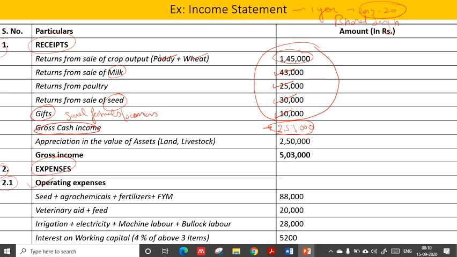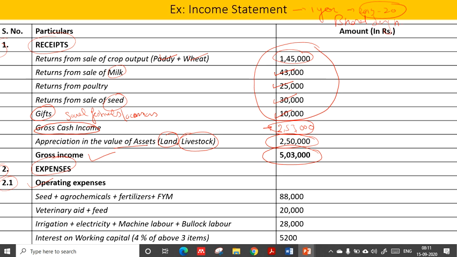His cash income was 2,53,000, and then appreciation in the value of assets. Appreciation, as I told you, is the increase in the value of assets, that is his land has become more expensive, the value of land has increased, his livestock value has increased. So this will also be considered in receipts, worth 2,50,000. So the total gross income will be 5,03,000 rupees. These are the total receipts made by him in the last one year.